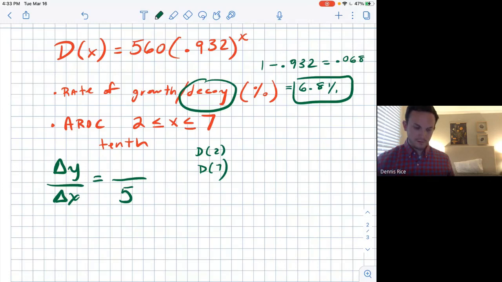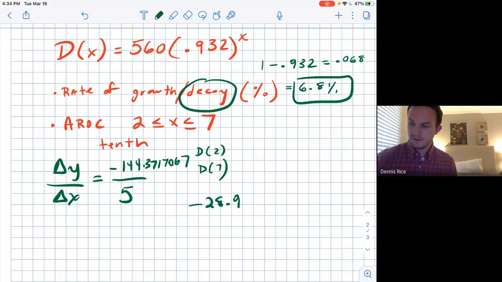Okay, so this should be negative 144.4294. Remember, don't round until the end of a problem. Rounding to the nearest 10th doesn't mean every step gets rounded to the nearest 10th. And now we could divide by 5. I'll talk more about why this is negative. Your answer here should be negative 28.9.